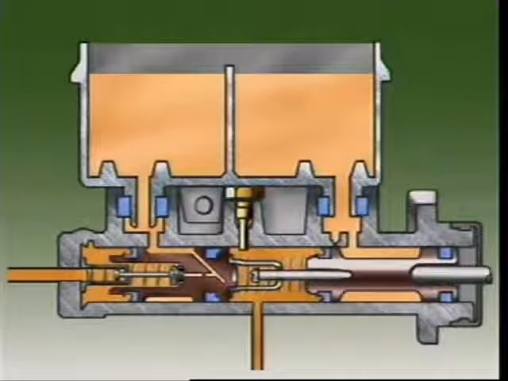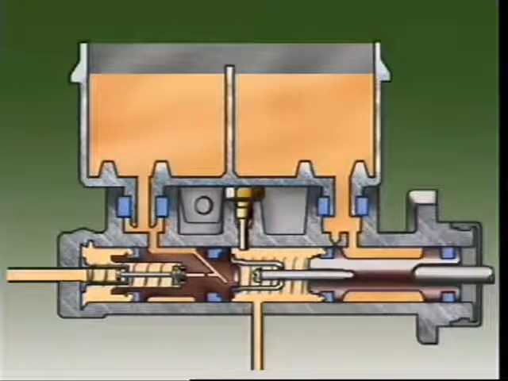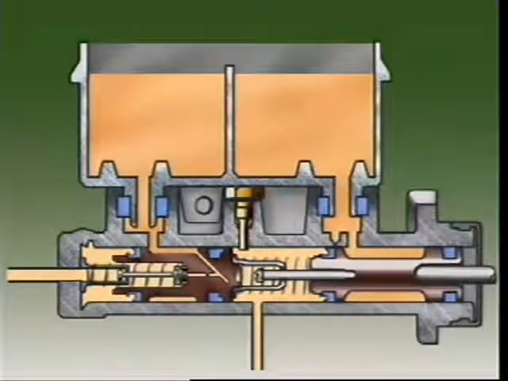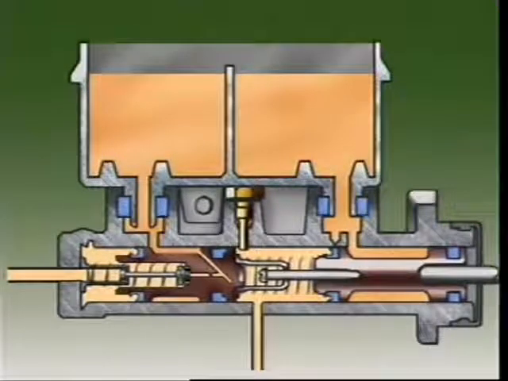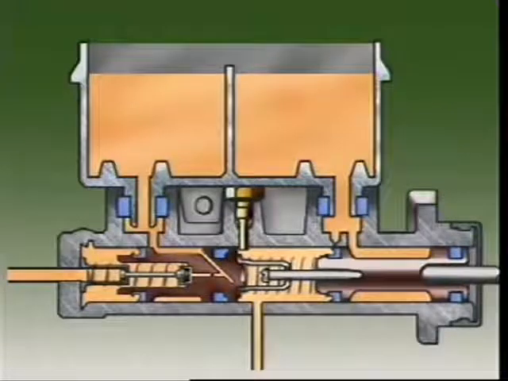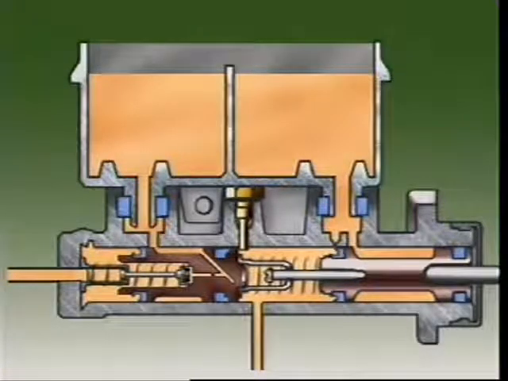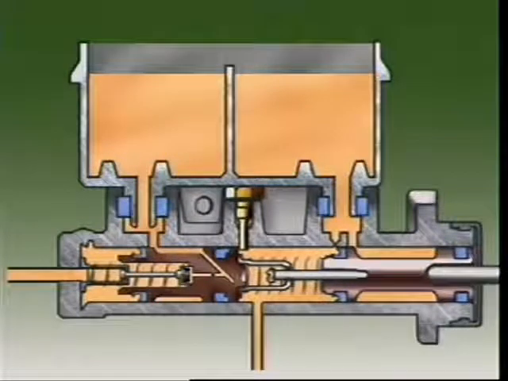In normal operation, when the pedal is released, the springs in the master cylinder push the pistons back more quickly than the fluid can flow back from the wheel brake units. This creates a low pressure area in front of each piston. Such low pressures can cause air to be drawn into the system.